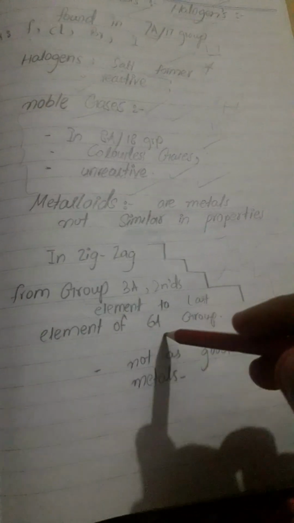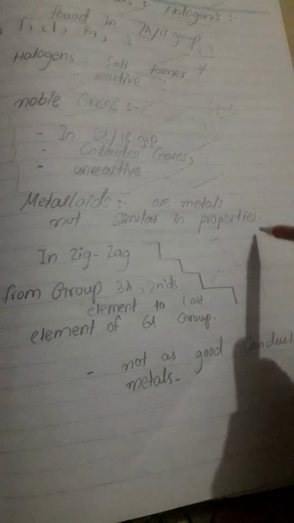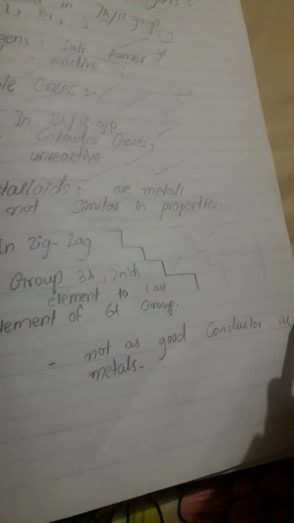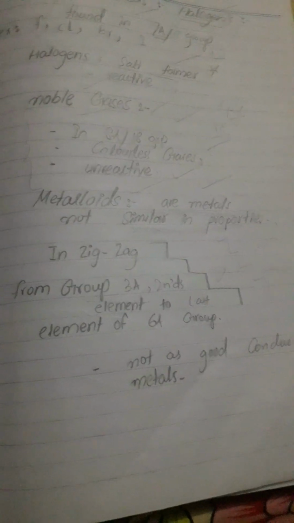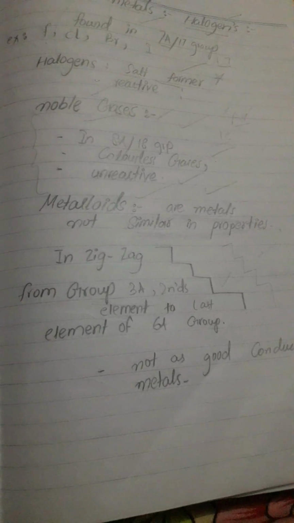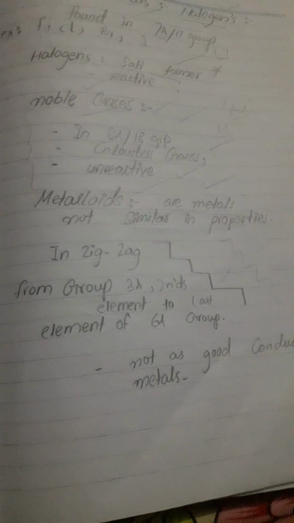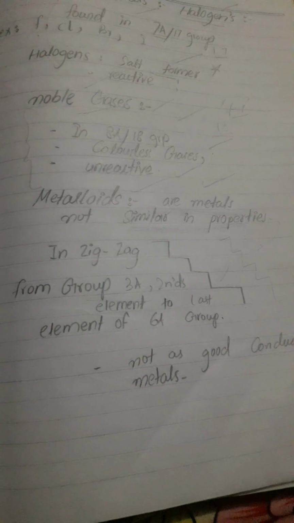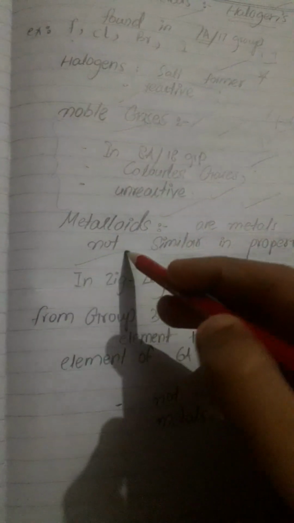Meanwhile, the elements of the 6A group will be on our noble gases side, not as good a conductor as metal. As I said, metalloids are not as good conductors as metals, but remember, they are metals, just changed by properties in nature, right? But you can consider them as metals in a lot of respects. That's how you classify metalloids.